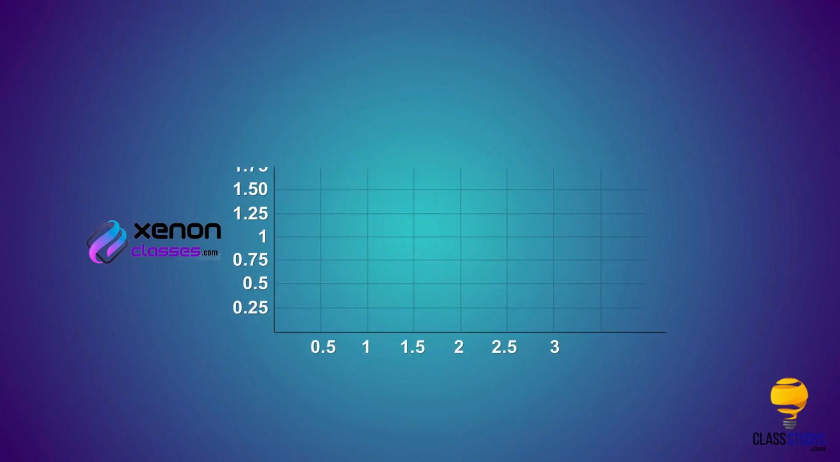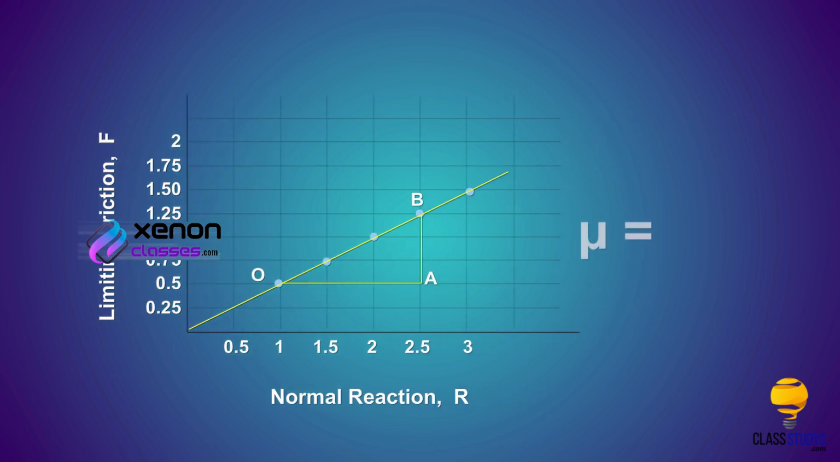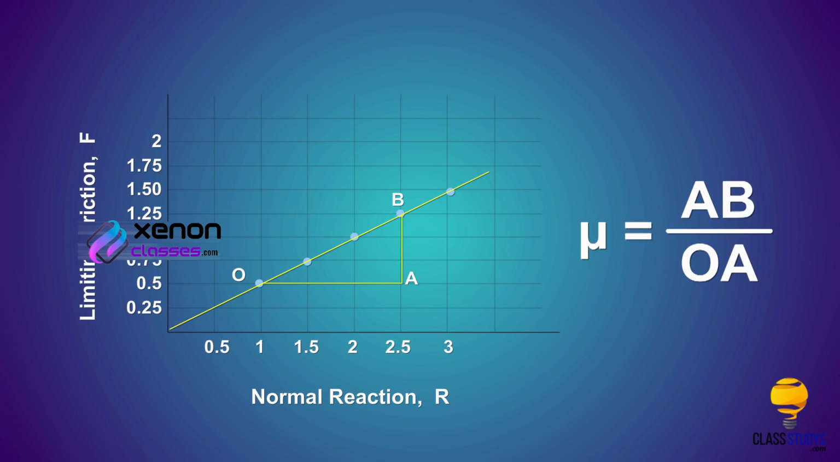A graph is drawn with normal reaction R along x-axis and limiting friction F along y-axis. The graph is a straight line. The coefficient of friction is also calculated by measuring the slope of the graph. Mu is equal to AB by OA.